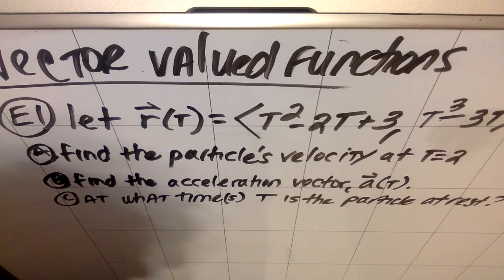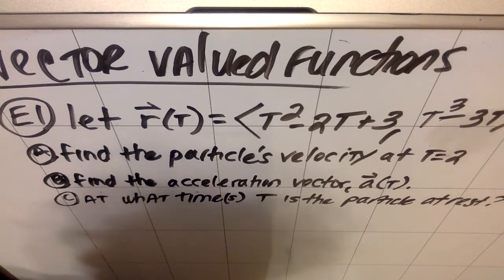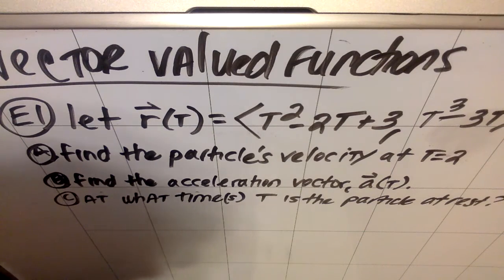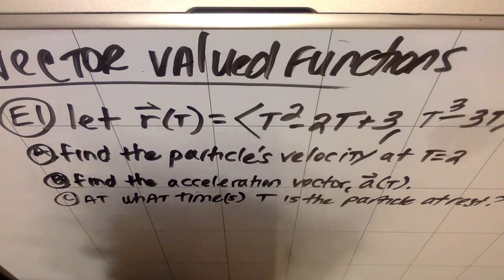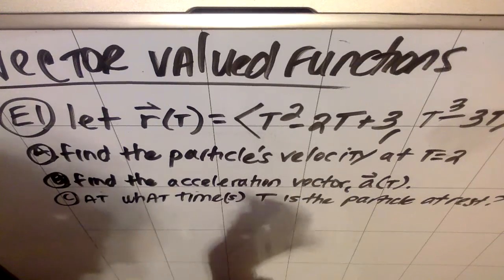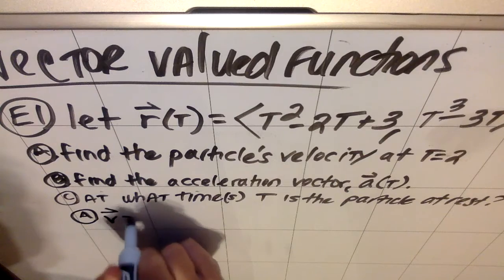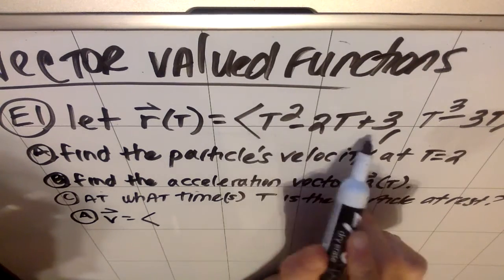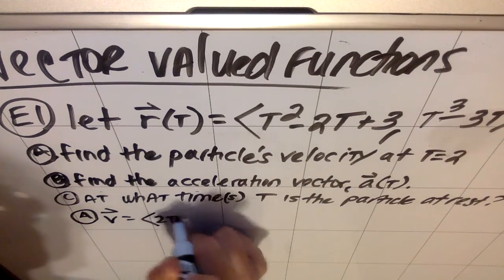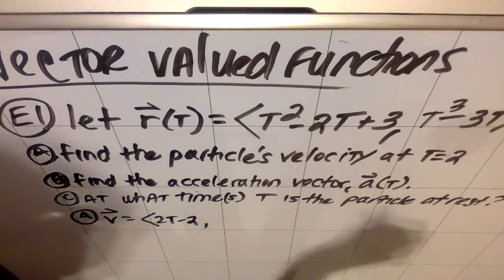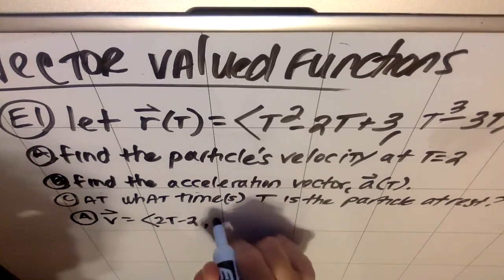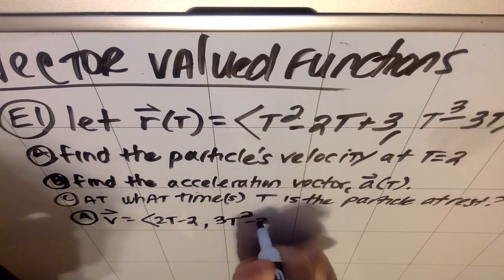Now that's a bit of a trick question because you can't just find the velocity at 2, you have to find the velocity vector and then plug in t equals 2. So when we go to do part A, my velocity vector should be what happens if I derive the x vector, so that's 2t minus 2, right? And then the y vector, which is 3t squared minus 3, right?